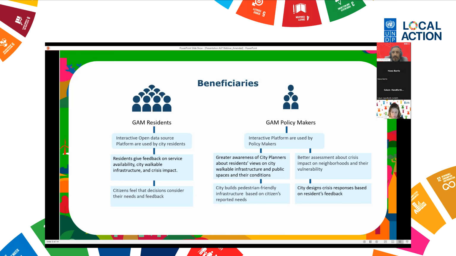So planners gain awareness of the residents' views on the city, and it will become a community voice for the infrastructure and public spaces. The city builds pedestrian-friendly infrastructure based on citizen needs.